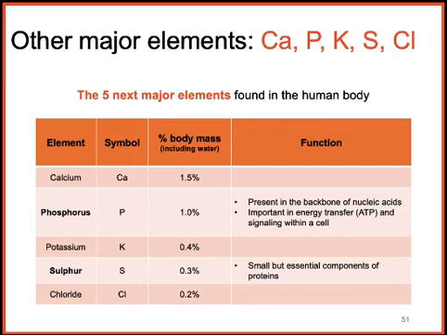Potassium, right? Sulfur. Sulfur is small, but it's really essential for proteins also. And chloride, okay? Calcium, potassium, and chloride are very important in the nervous system for synaptic talking between the synapses of neurons, okay? So that we will maybe take a look at a bit later on.